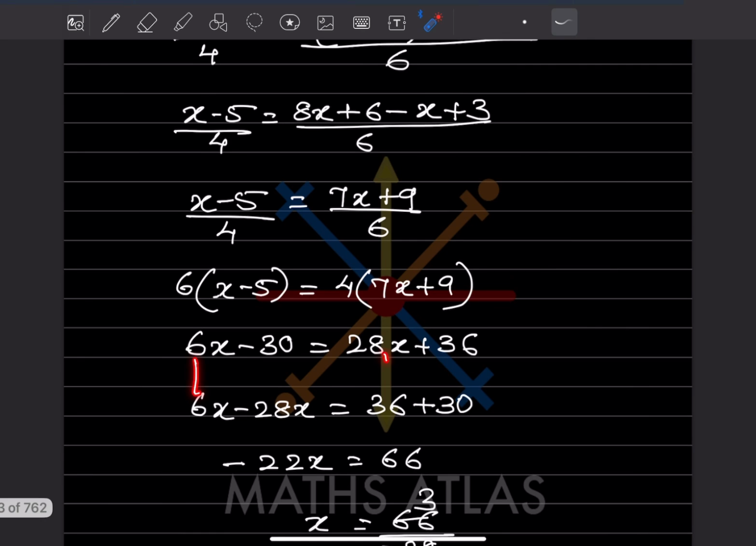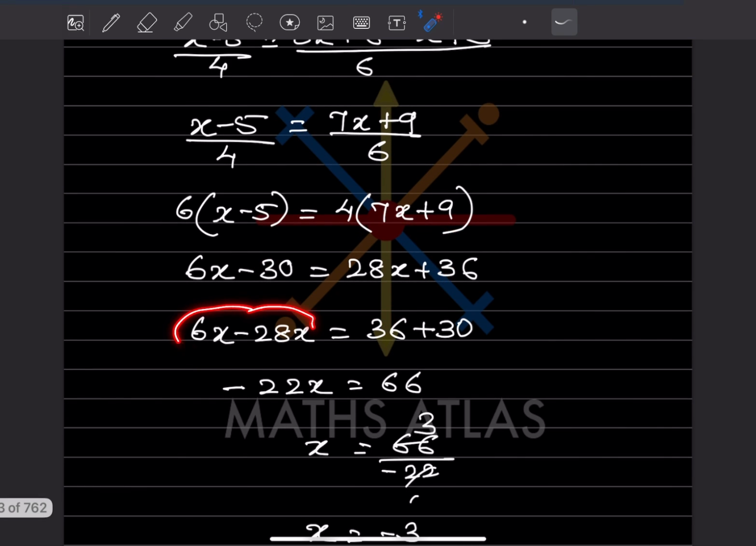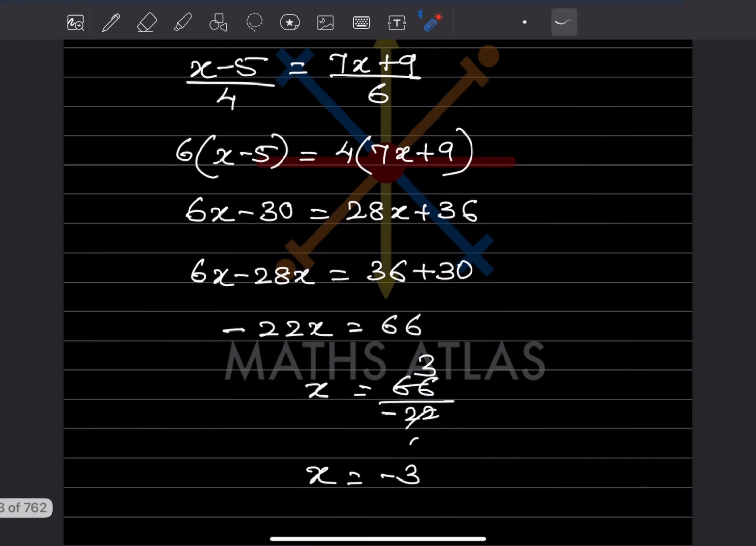So 6x, this will be here, that will be minus 28x. The 36 will go on the other side, that will be plus 30. So after solving this, we get minus 22x equals 66. So x is going to be 66 divided by minus 22. That will be minus 3.